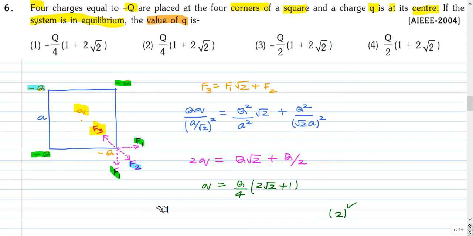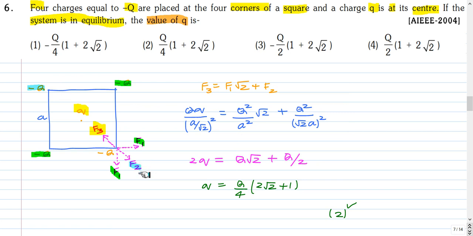Here is the solution. So the 4 charges minus q are placed at the corners of a square, and a small charge is kept at the center. Since the system is in equilibrium, the net force on any charge should be 0. So let me take this minus q at the right bottom corner. The net force acting on this minus q due to the other charges should be 0. So this minus q will repel, let that force be F1, and this minus q will repel in downwards direction, and the magnitude will be same F1, and let F2 be the force of repulsion because of this minus q here.